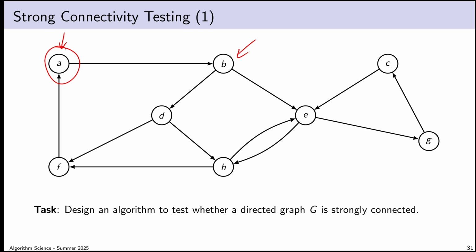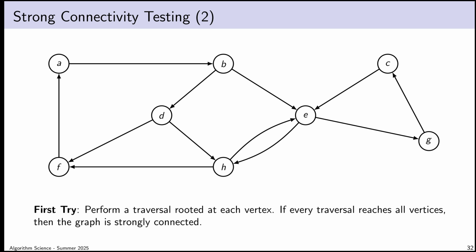Now that sounds like a decent amount of work, but I do have an idea. I mean, that is an algorithm that should work. I'll just do a traversal rooted at every single vertex in my graph. And then if every traversal reaches every vertex, well then my graph is strongly connected. So that's my first try. Perform a traversal rooted at each vertex.